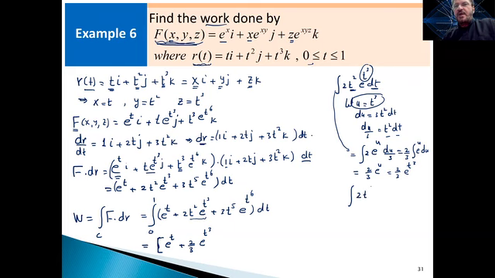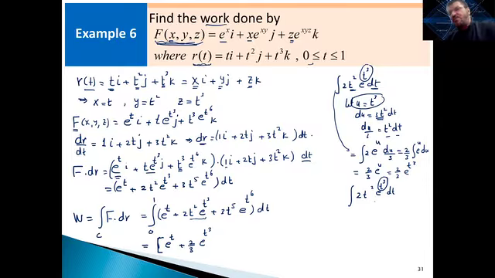2t square e to the t cube dt. Now let me show you something, guys. To integrate any exponential function, the derivative of the power must exist. What's the derivative of t cube? The derivative of t cube is what? It is 3t square.